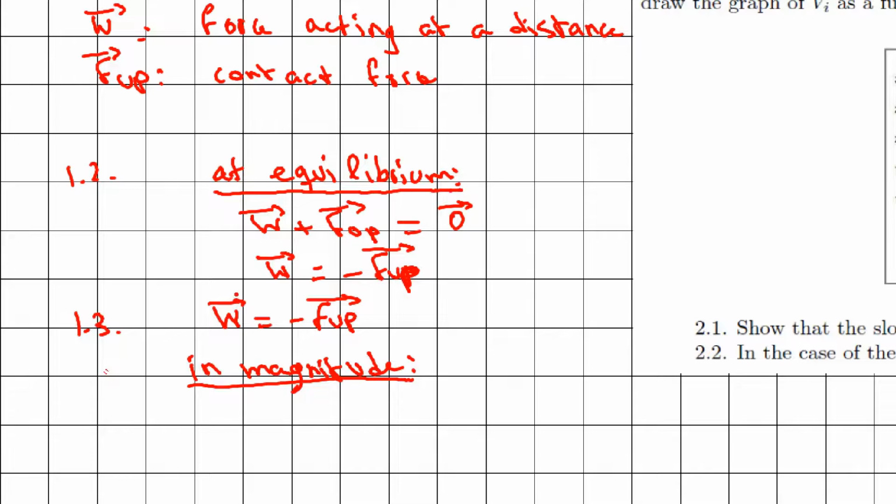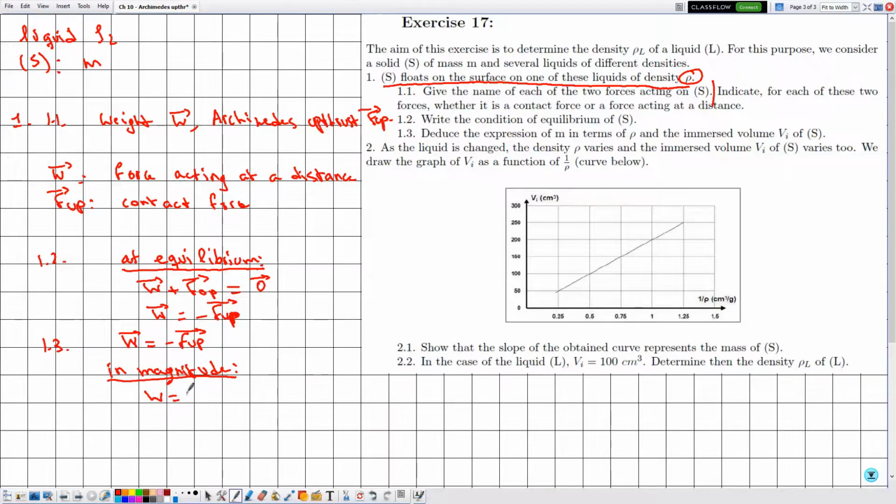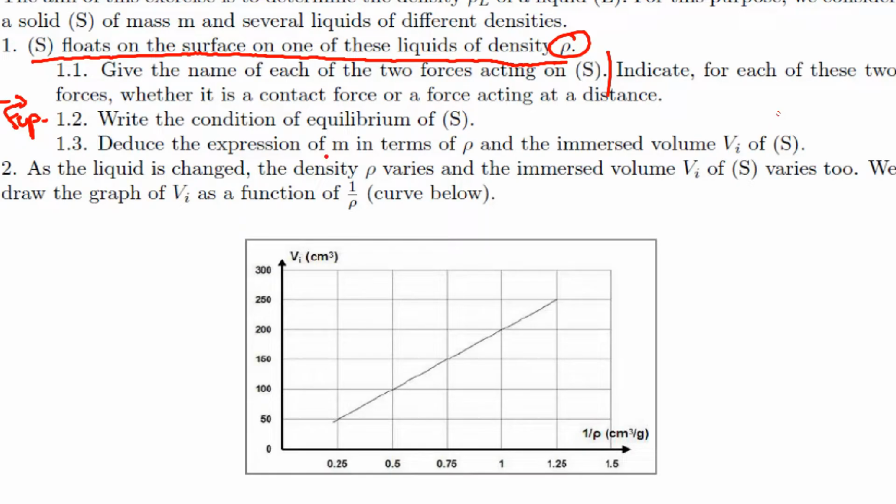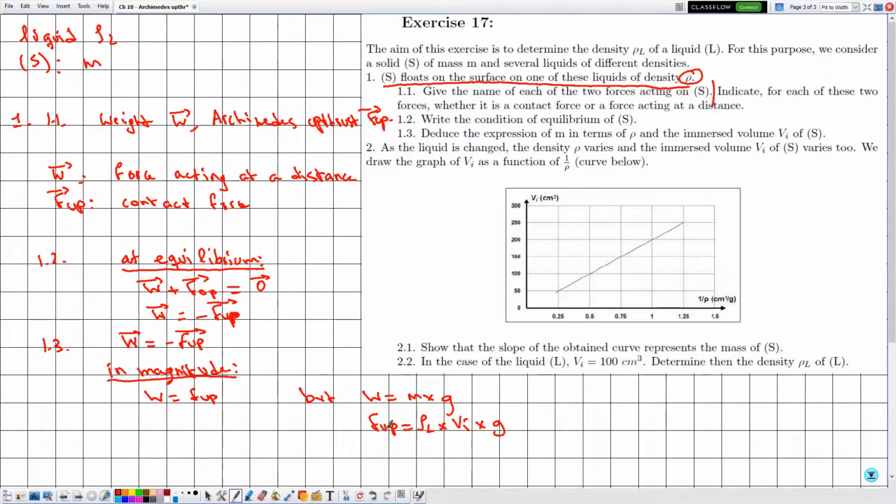Now dropping down the vectors and removing the minus sign, we have W is equal to F upthrust. But knowing that the value of W is given by M multiplied by G, and the value of F upthrust is given by the density of the liquid times the volume of the immersed part times G. Because we need to deduce the expression in terms of M, rho, and Vi, we must replace W by M and F upthrust by rho L times Vi times G.